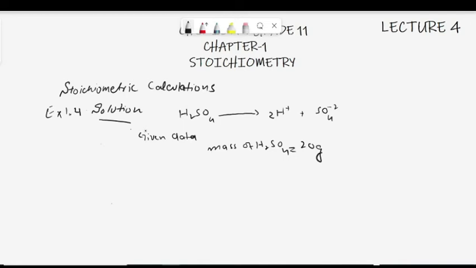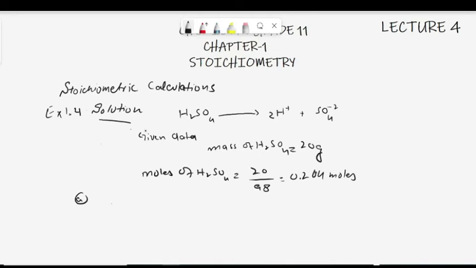Because we're doing stoichiometric calculations, again we have to convert the mass in grams into the number of moles. So moles of sulfuric acid is equal to the mass in grams, 20, divided by the molar mass, 98, and this is equal to 0.204 moles. So this is what we are given. Now we have to come to the question and answer the three parts.